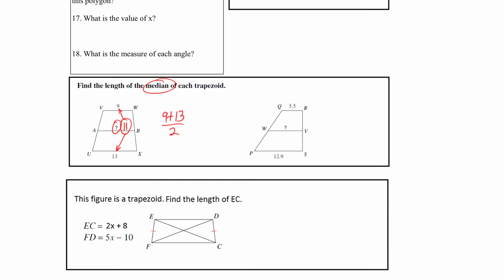On this one, it'd be way harder just to see it and do it in your head. So you're going to do 5.5 plus 12.9 divided by 2. Don't say it out loud. I'm just going to let you work that out. So 5.5 plus 12.9 divided by 2. Now I'll give you the length of WV.